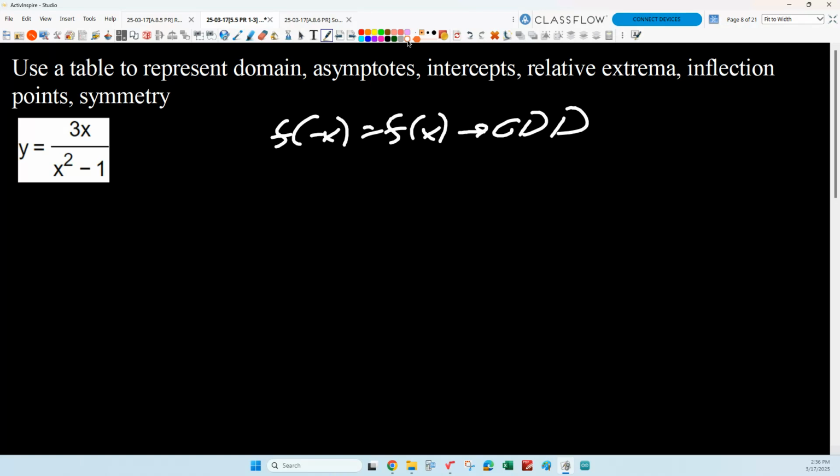So odd. What's our domain? This is an interesting one to look at. What's the domain going to be here? What values are excluded? One or -1, right? We have to exclude values where x squared equals 1, so plus or minus 1. Give me thumbs on that. Does that make sense? Okay, from the denominator.